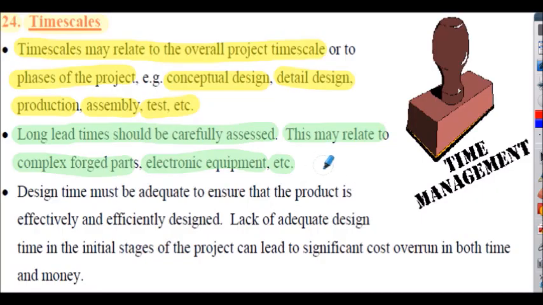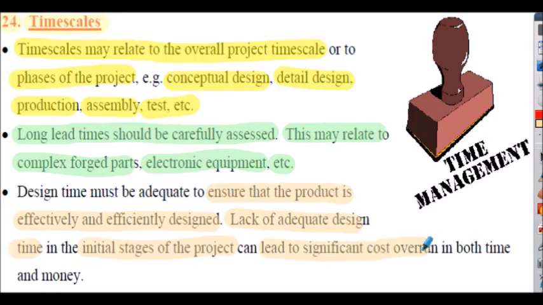For example, an aircraft undercarriage is usually produced by forgings, but these have a very long lead time, so maybe the first 6 aircraft off the production line may require to have machined undercarriages to help account for the long lead times of the forgings. But that might require some different design considerations and different analyses, etc. All this needs to be accounted for within the project timescale. So essentially we're trying to ensure that the product is effectively and efficiently designed, because lack of adequate design time, certainly in the initial stages of the project, has the potential to lead to significant cost overrun in both time and money.